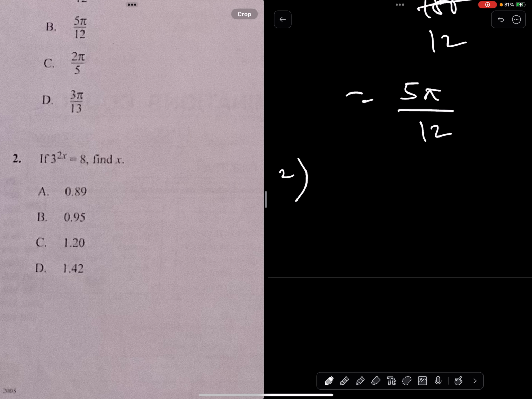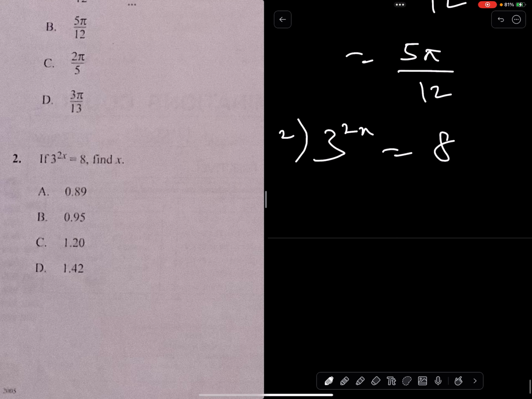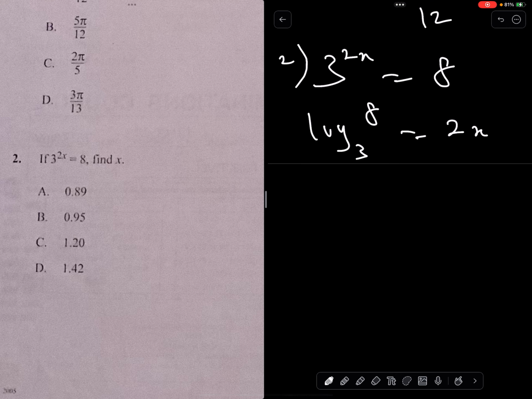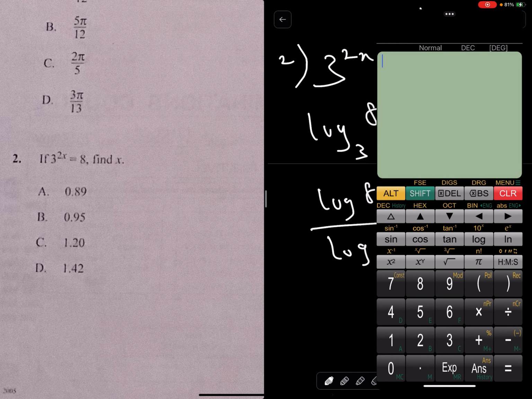Now number 2 says if 3 raised to power 2x equals 8, find x. This is simply the same as saying log 8 base 3 equals 2x. That's changing the equation to a logarithmic equation, and this simply means log 8 over log 3 equals 2x. What's log 8 over log 3? Let's find that. Log 8 divided by log 3, and that's 1.8927.